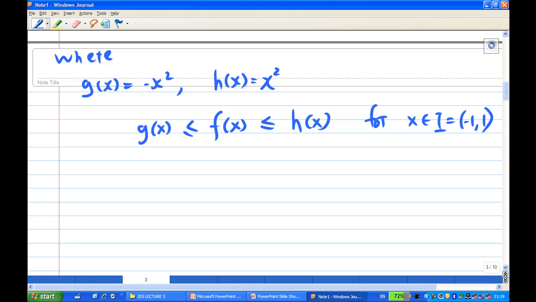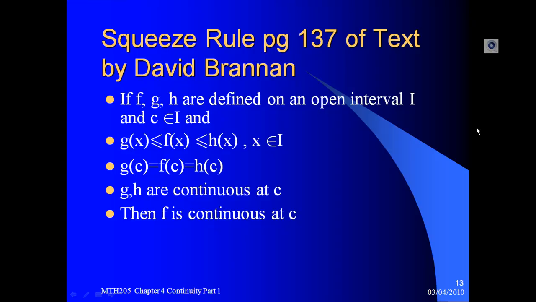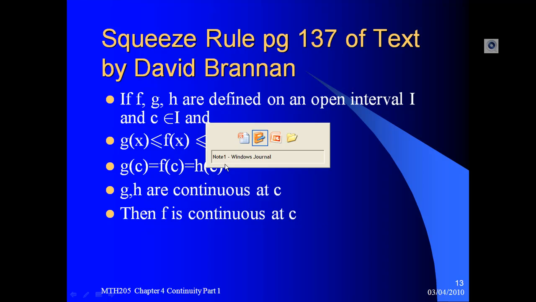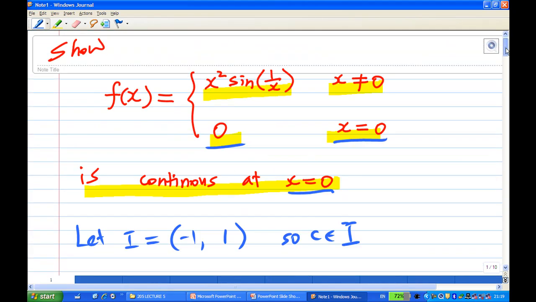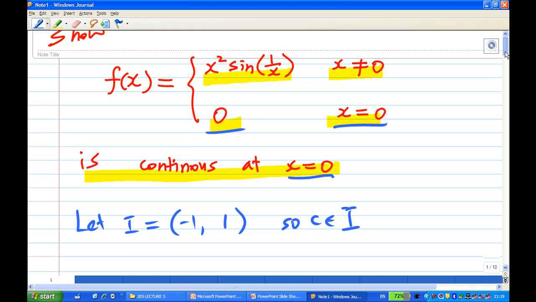The second condition we need to check for the squeeze rule is g(c) equal to f(c) equal to h(c). Now the point c is 0. So let's go back to the working here. Here c is equal to 0. Now what is f(0)? By definition, f(0) is equal to 0, right? f(x) equal to 0 when x equal to 0.